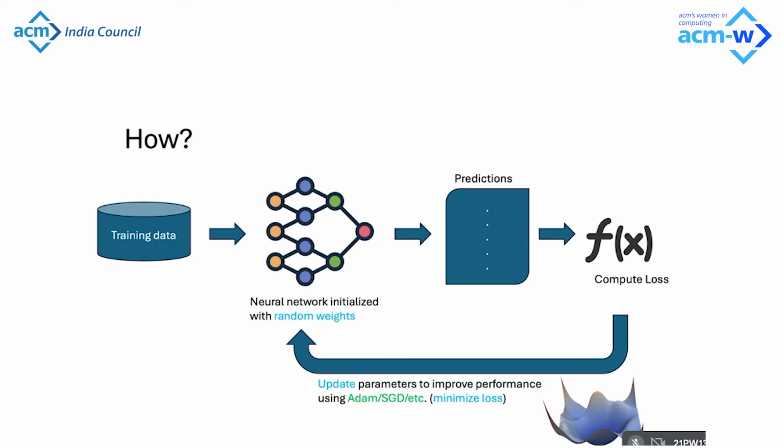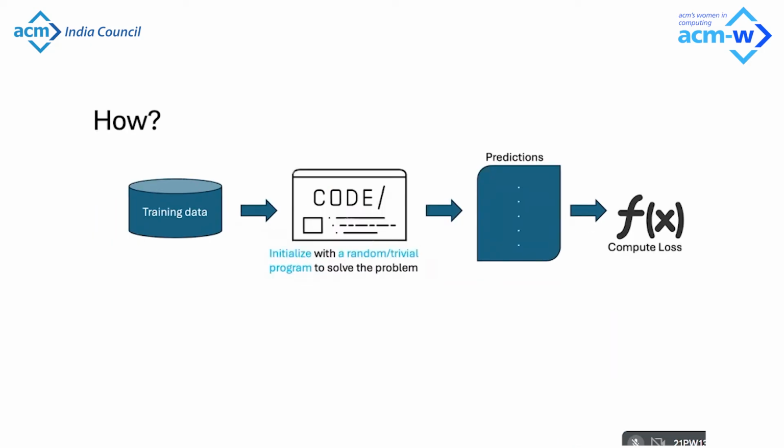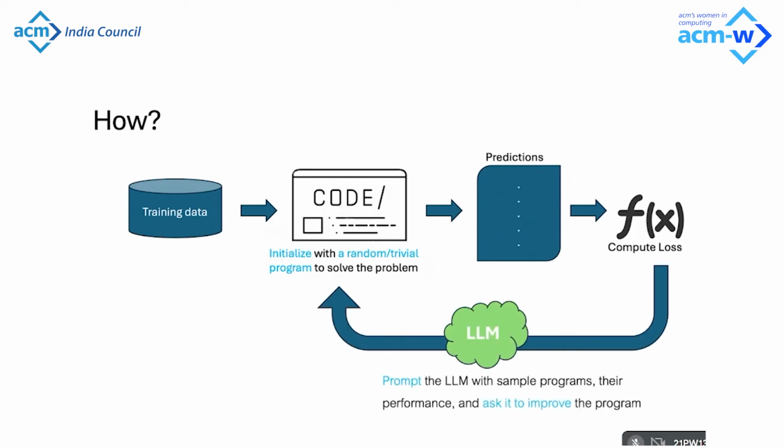Now, how can I generate code? The first change is, instead of starting with a randomly initialized neural network, start with a trivial solution or randomly initialized program, okay? Get the predictions, compute the loss, and then have an LLM agent in between, because LLMs have been shown to do fairly well in code generation, that can improve the code. You tell the LLM that, okay, this is my program, this is the output, can you reason about it and improve it?